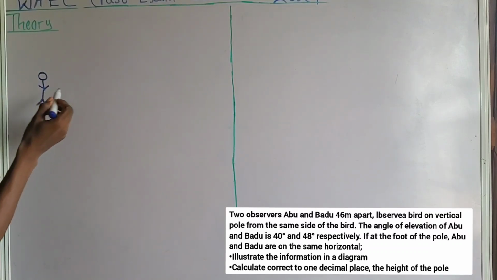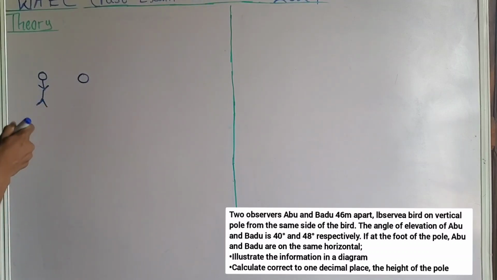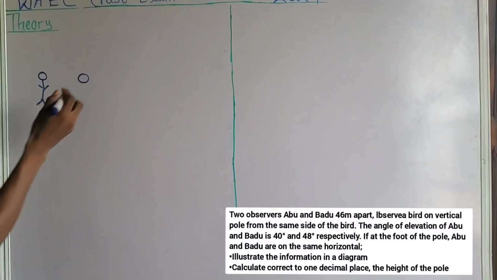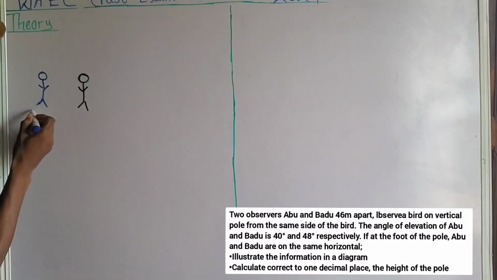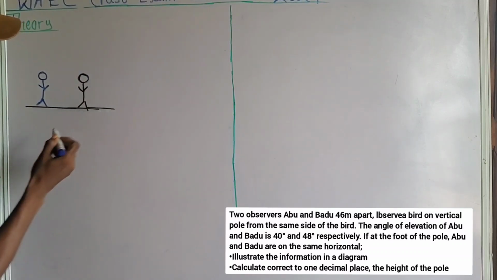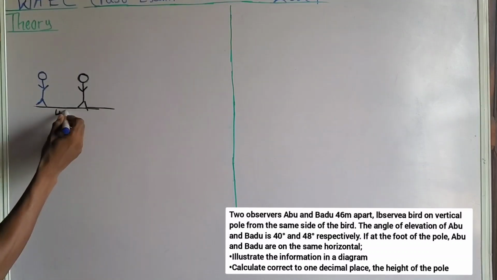This is Abu. Are you getting it? And we have another observer, which is Badu. You understand? Let me draw Badu with black. Okay, this is Badu. Now, both of them are on the same horizontal level. Are you getting what I'm trying to say? So the distance between both of them is 46 meters apart. You understand? So let's represent this as 46 meters.